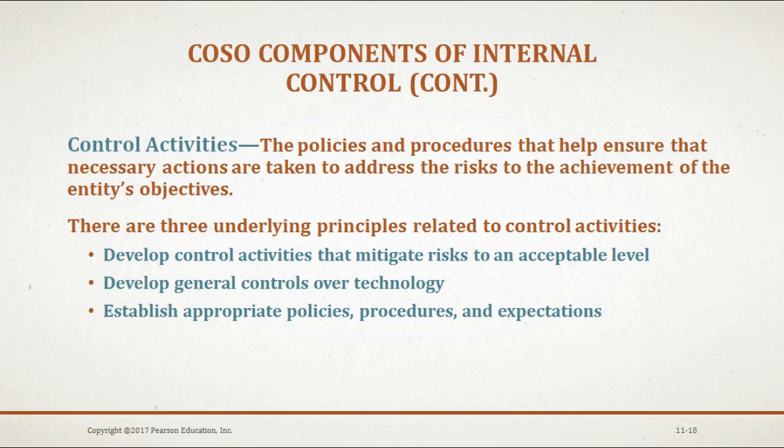The third component of internal control is control activities. Control activities are the policies and procedures that help ensure that necessary actions are taken to address the risk to the achievement of the entity's objectives. There are three underlying principles related to control activities. Develop control activities that mitigate risk to an acceptable level. Develop general controls over technology. And establish appropriate policies, procedures, and expectations.